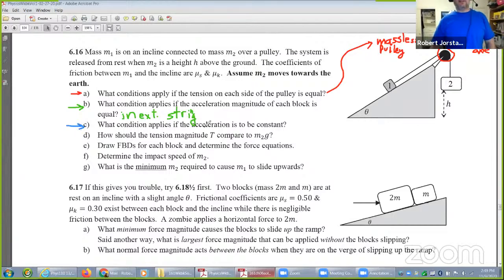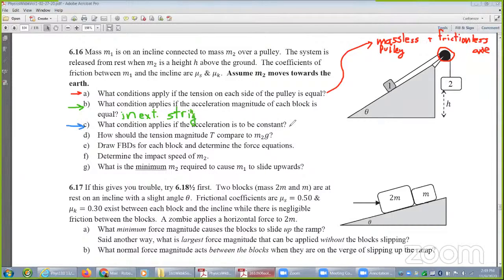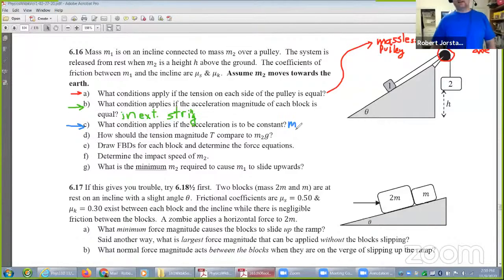If you want the acceleration to be constant, the massless string, yeah, because if the string has mass and you transfer some mass from here to there, that's when acceleration would change. So if it's not stretchy, that means 1 and 2 are going to move the same amount, which means each block has the same acceleration magnitude. And then that magnitude will be constant if you have a massless string.